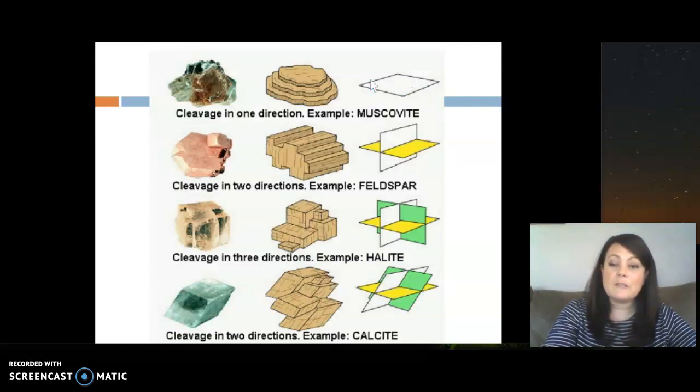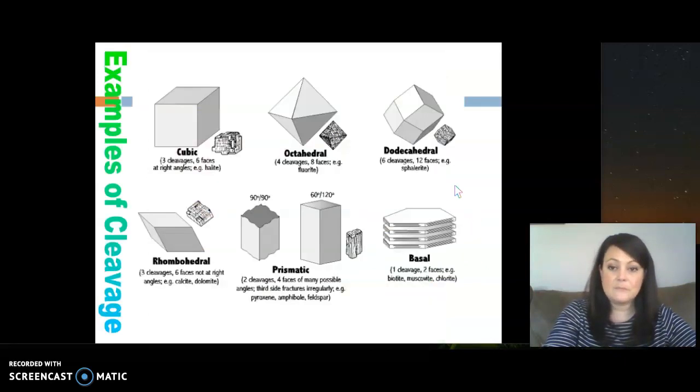Muscovite, for example, is going to cleave in one direction, which means it flakes off. Cleavage in two directions, like our feldspar, you're going to see these nice squared box type shapes. Cleavage in three directions, like halite or rock salt, you'll see cubes. And then calcite has cleavage in two directions, but it's offset. That's a really fun one we'll look at in class. Here's some more examples of cleavage. You can see the different shapes that are formed.